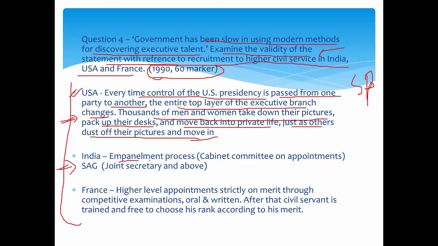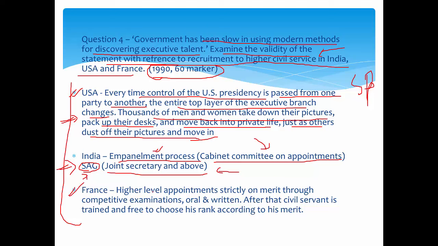We follow the empanelment process. The cabinet committee on appointments decides who will be selected for higher administrative grade, that is senior administrative grade. And when I am talking about SAG, we are talking about joint secretary and above. Below this, there is another method of promotion, but above this, there should be empanelment, and then the cabinet committee will decide about your promotions.